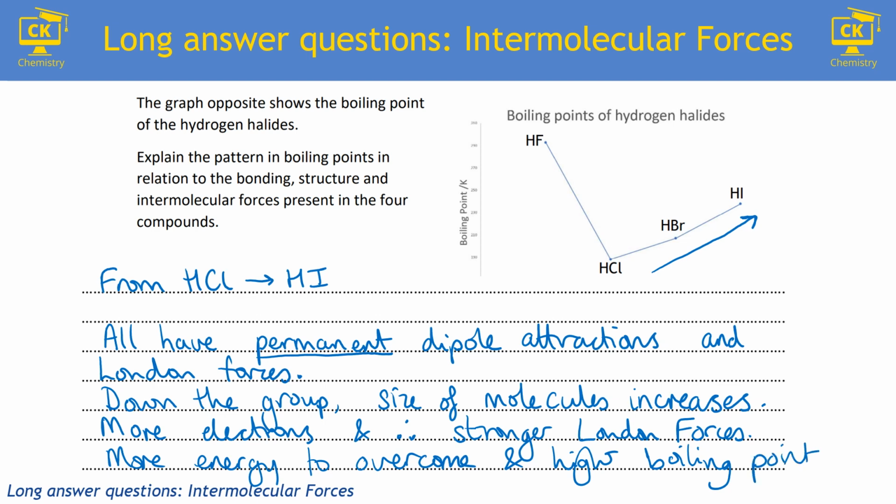So we've now managed to get 6 marks. We really do need to go in a bit more detail and link the size of the molecule to the strength of the London forces as we're going from one molecule to the next. And because it talked about in relation to intermolecular forces present, we want to be clear about both the forces that are present, permanent dipole attractions and London forces.